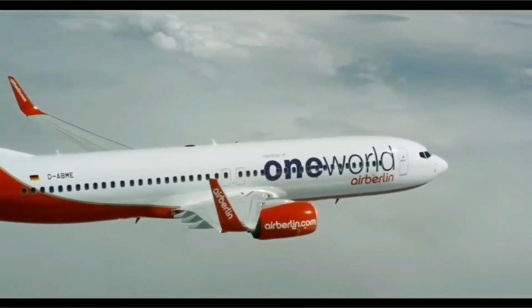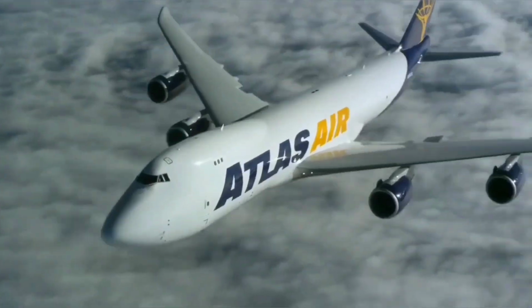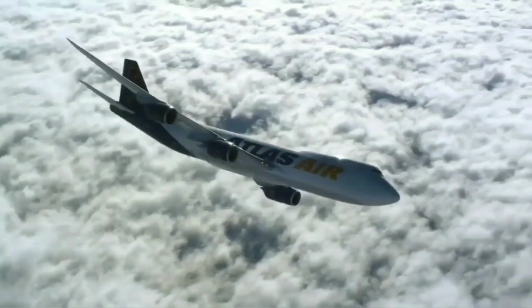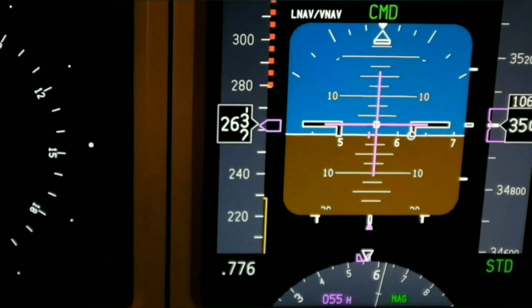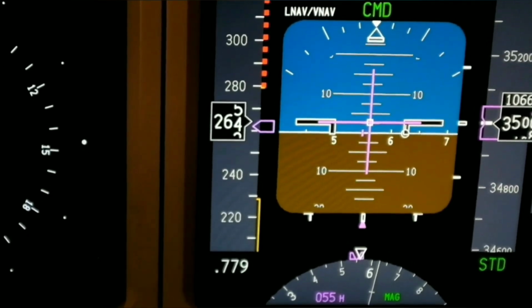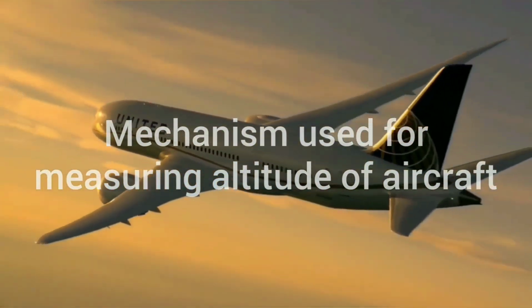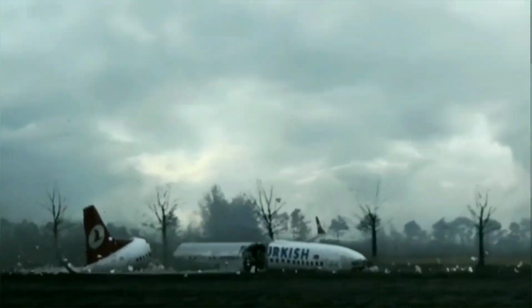Aircraft fly thousands of feet above mean sea level. But how do aircraft measure altitude accurately? In order to know the answer to this question, do watch the entire video. In this video, we will be talking about the mechanism used in aircraft in order to measure altitude, as well as some of the crashes related to the failure of this system.